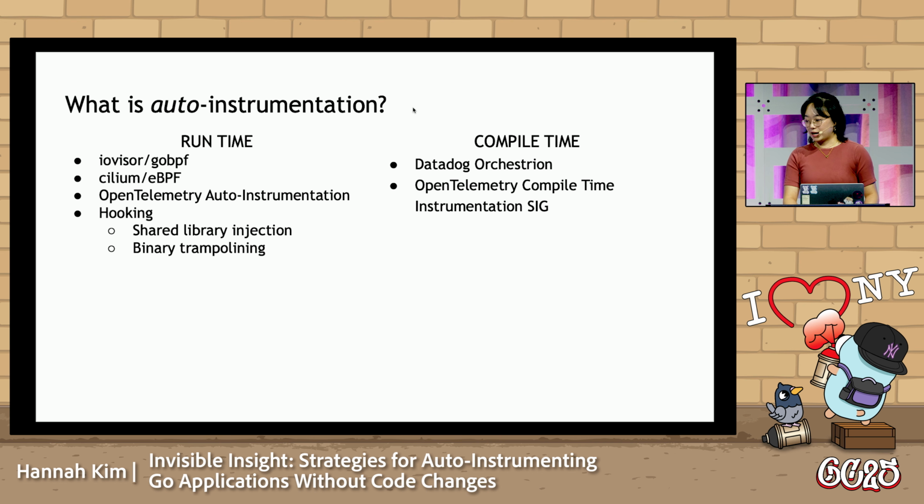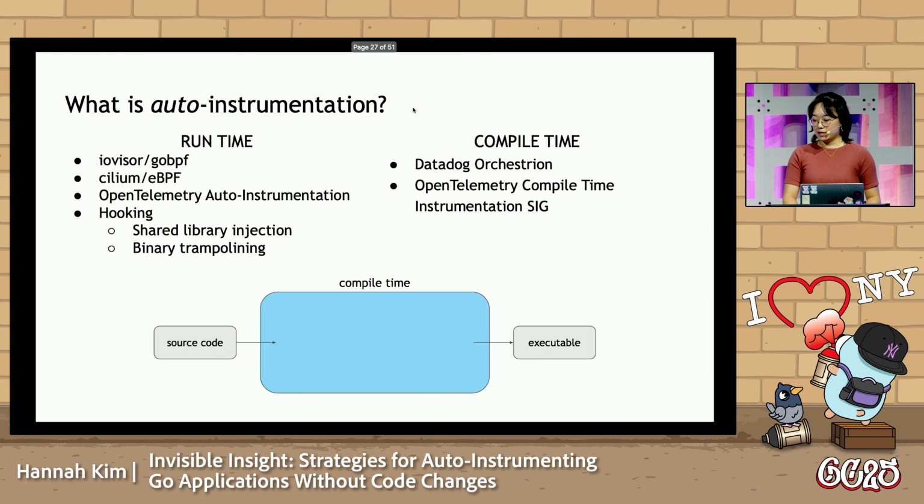The first example that I have is Orchestrion, which is a project that my coworkers at Datadog have been working on. And the way that your code will normally work during compile time is that your source code will go through the compiler and then eventually produce an executable, which can be run during runtime. And during compile time, the compiler does a whole bunch of stuff that I'm not going to go over in this presentation because it would probably take me the entire 25 minutes.